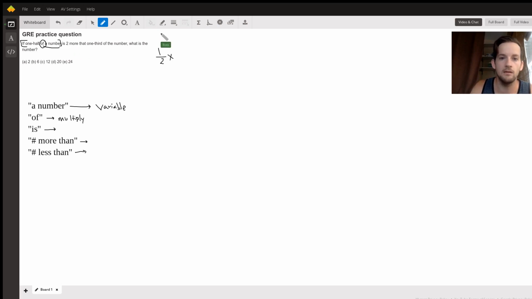Now moving on, we have is 2 more than, and I'm just going to stop there: is 2 more than. So what can we do with that? Well, again, it may not seem like it, but the word is, just on its own, is super important. The word is generally means equals, right? If I say the amount of money I have is $5, then my money equals $5. So 1/2 X, that half of a number, is, and now we deal with the next piece, 2 more than.